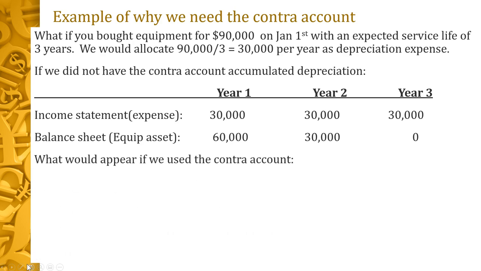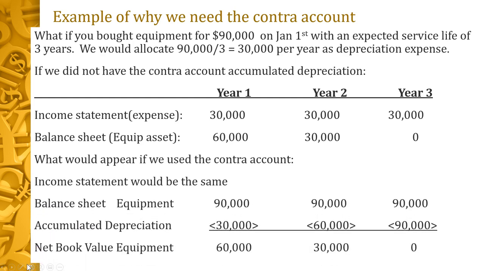Now, because we use the contra account, what it allows us to do is show us how much has been invested in equipment, and second, via accumulated depreciation, tell us how old the equipment is. So, for instance, if we bought this company in year 1, we'd know we have relatively new equipment. However, if we bought it in year 3, we might want to adjust the price to allow for the fact that we're going to have to buy new equipment.